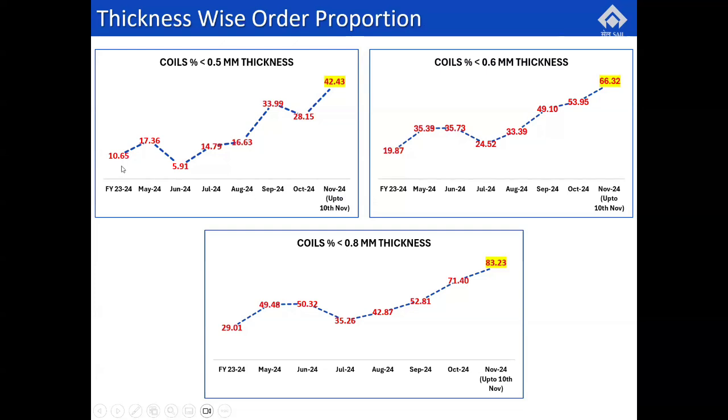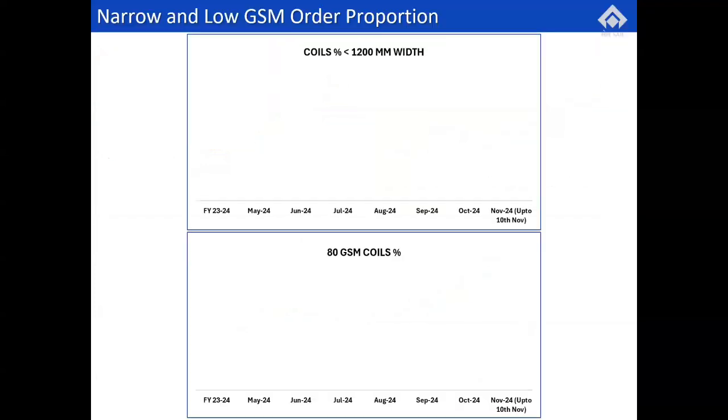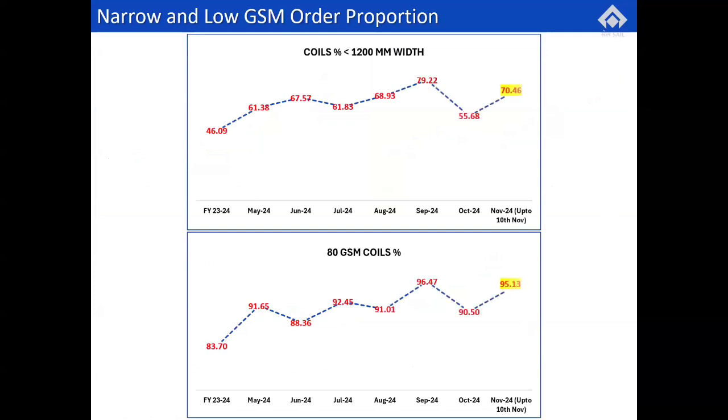In financial year 2023-24, less than 0.5 was 10%. And in the first 10 days of November, it is 42%. Below 0.8, it was 29% in 23-24, and this month it is 83%. So if such a skew in order proportion is there, even for narrower coils also, in 23-24 we had 46%, which itself was very high. In November, we are operating at around 70%.